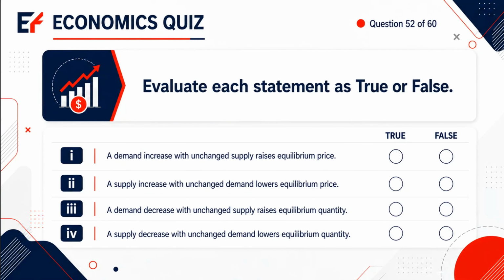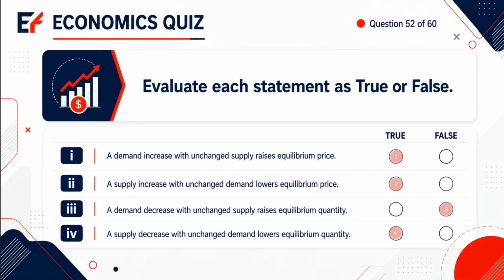Question 52. Evaluate each statement as true or false. A demand increase with unchanged supply raises equilibrium price. The correct answer is true. A supply increase with unchanged demand lowers equilibrium price. The correct answer is true. A demand decrease with unchanged supply raises equilibrium quantity. The correct answer is false. A supply decrease with unchanged demand lowers equilibrium quantity. The correct answer is true.